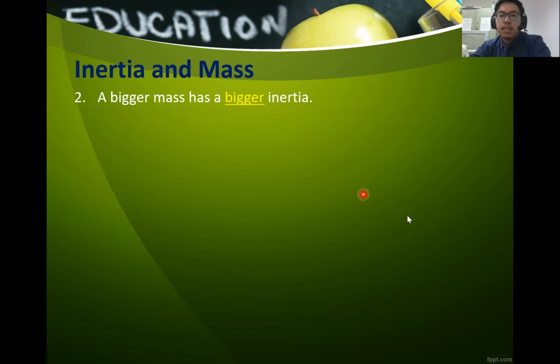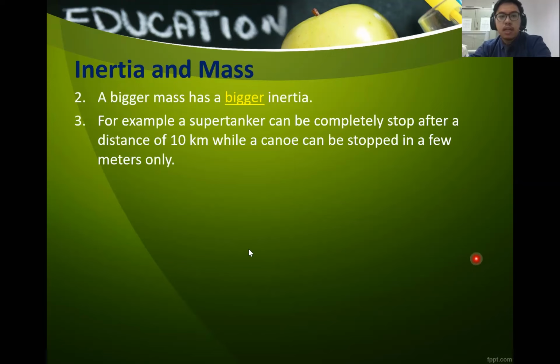A bigger mass has a bigger inertia, so the heavier the object, the harder it is to move or stop or change directions. For example, a supertanker can be completely stopped only after a distance of 10 kilometers, while a small boat or a canoe can be stopped in a few meters only. So an object with a bigger inertia takes a while to stop, while an object with a smaller inertia takes quite a short time to stop.